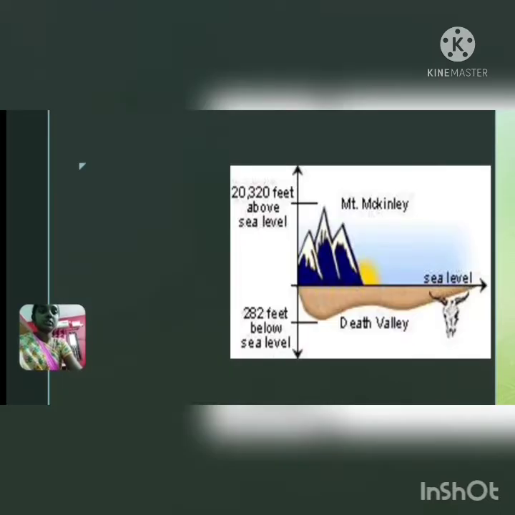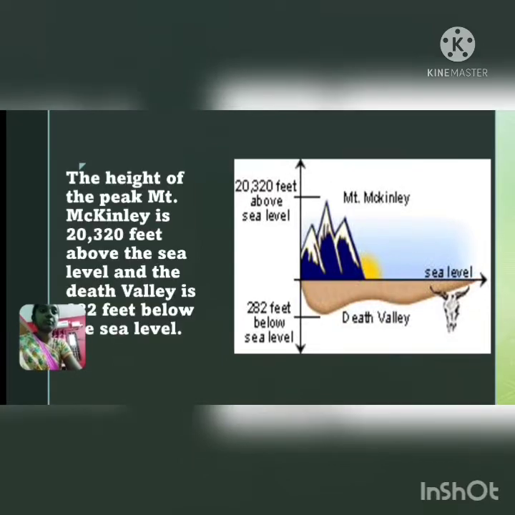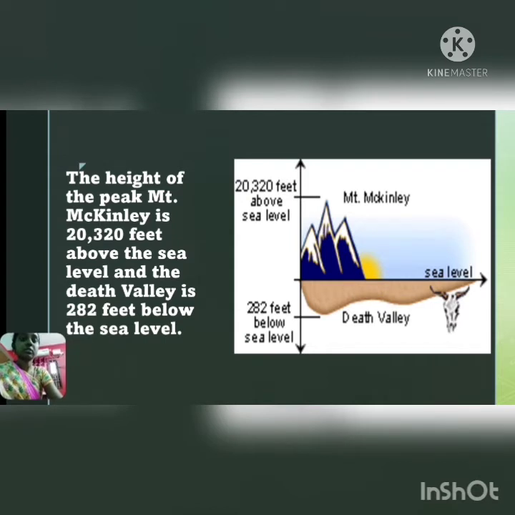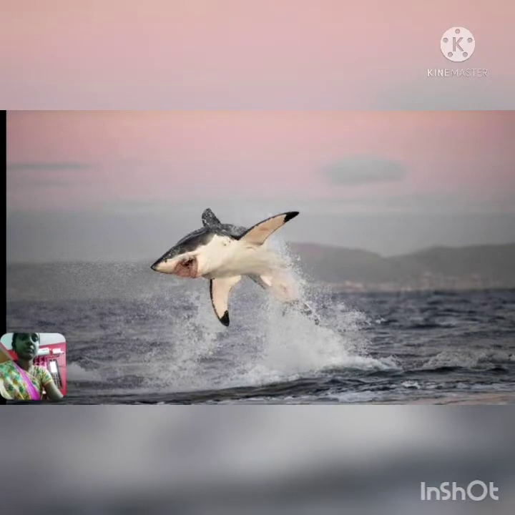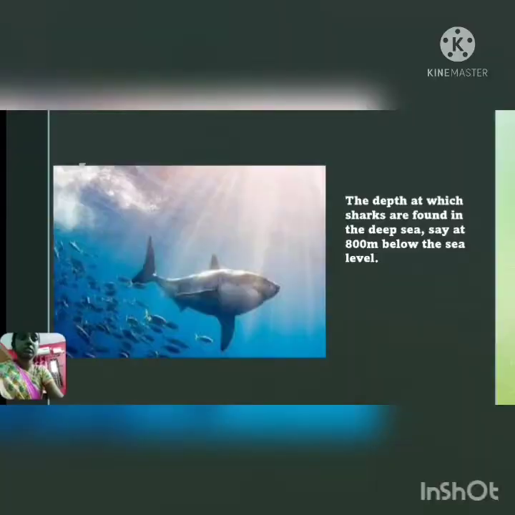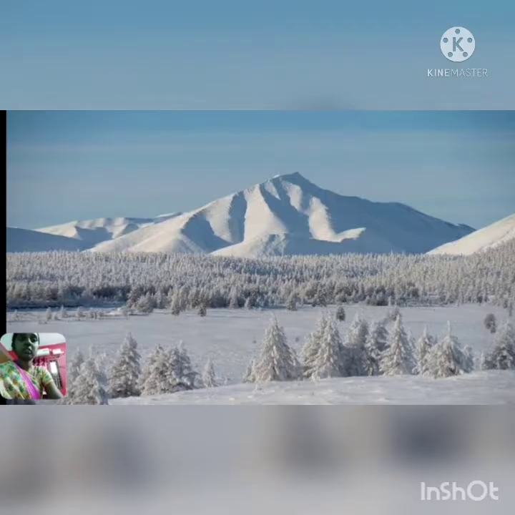Now, in this example, there is a mountain and a Death Valley. The height of the peak Mount McKinley is 20,320 feet above the sea level and the Death Valley is 282 feet below the sea level. Now, look at this picture. This is a shark, isn't it? Where do sharks live? Sharks live in the depth of the sea. The depth at which sharks are found in the deep sea is, say, 800 meter below the sea level.